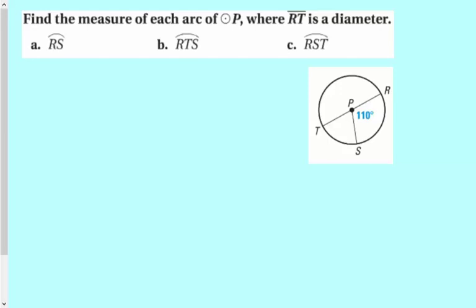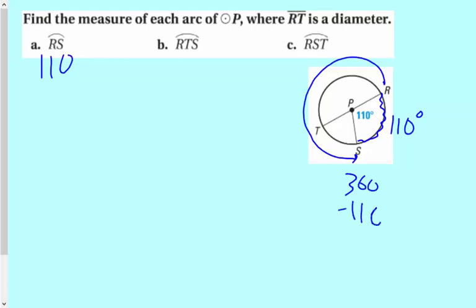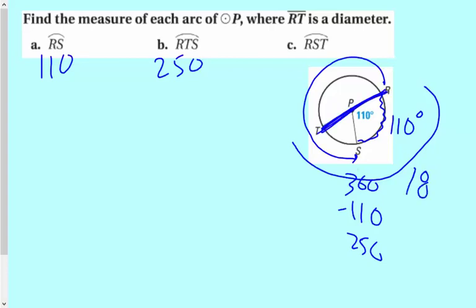Other than that, we just got some sample problems. Most of it's pretty simple. So here, if the central angle is 110, then that means this arc, RS, is 110 degrees. And RTS, so now I start at R, I go to T, and then I go to S. So if a full circle is 360 degrees, I'm going to do 360 take away the 110, that gives me 250. So RTS is 250, and then RST, so R to S to T, that one there, that's a semicircle. This is the diameter right here, so that would be 180 degrees.